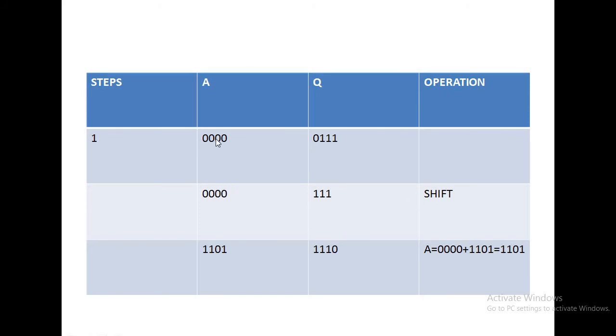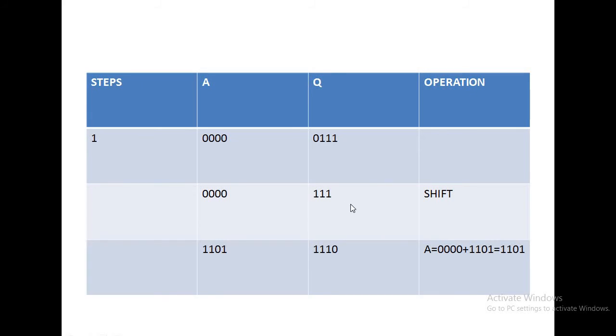If I perform left shift on A, then this 0 is totally lost. This 0 comes here, this 0 comes here, and this 0 comes here, and 0 comes here. And 1 comes here, 1 comes here, 1 comes here. Due to the left shift operation, 1 bit is lost, so Q0 is not present.